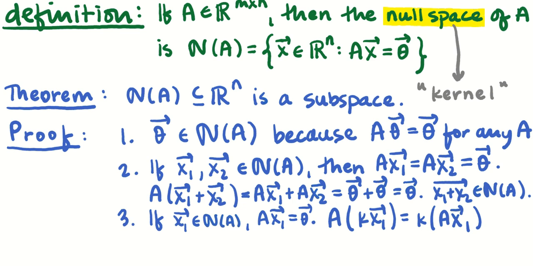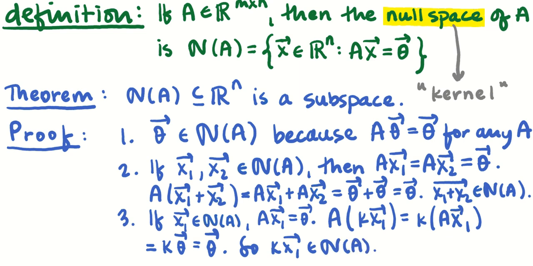So since we know that matrix multiplication constitutes a linear transform, we can factor out that k. And since we know that Ax1 is equal to 0, this is k times 0, which is 0. So that means that kx1 is also an element of the null space. And since all 3 conditions are met, we've shown that the null space of A is a subspace. That's all I got for you for this video.